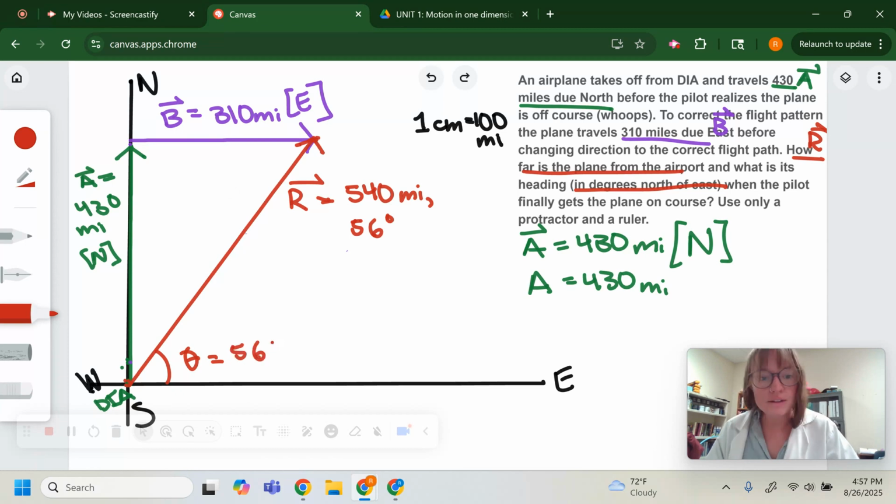Okay, 56 degrees. And finally, we're going to label the direction as well so we know which angle we're referring to. This is 56 degrees north of east, starting at the east axis and going north. And this guy right here is our final answer.